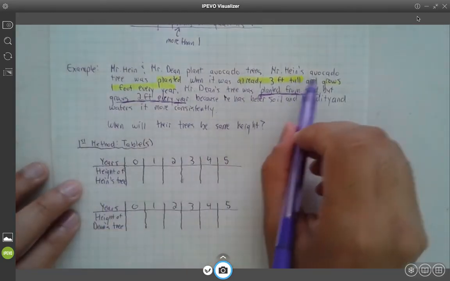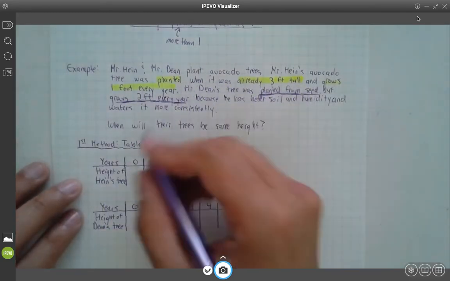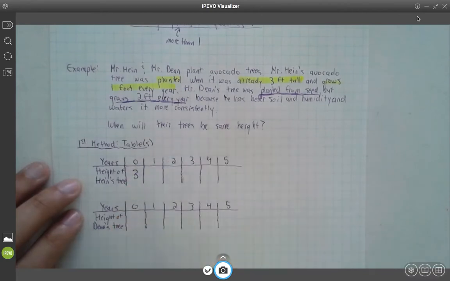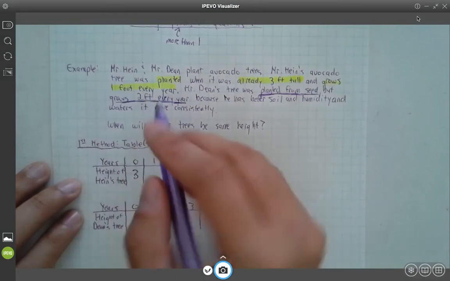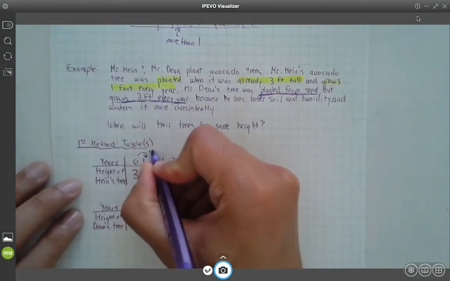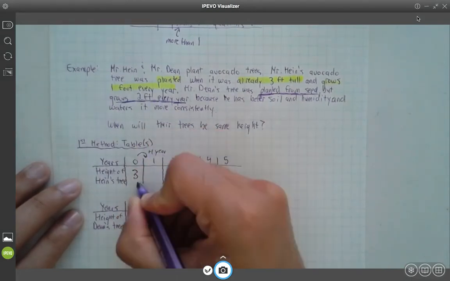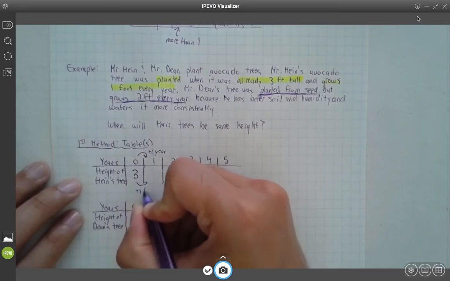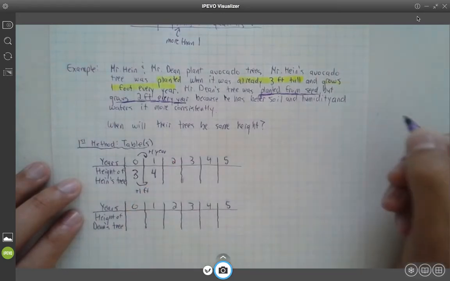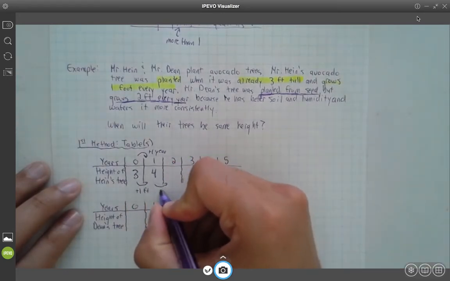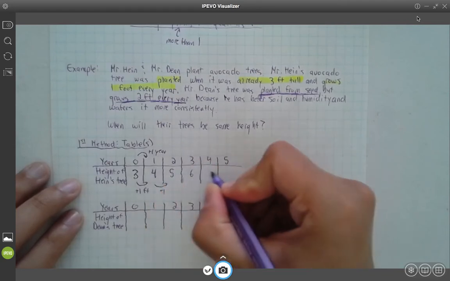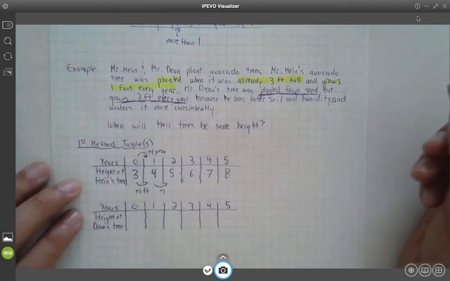Now let's piece this together. Mr. Hein's tree was planted when it was already 3 feet tall. So that means year 0, it was 3 feet tall. And it grows 1 foot every year, meaning every 1 year, it's going to grow 1 foot. So then it'll be 4. And then it grows 1 foot another year, and then it'd be 5, 6, 7, and 8 feet.